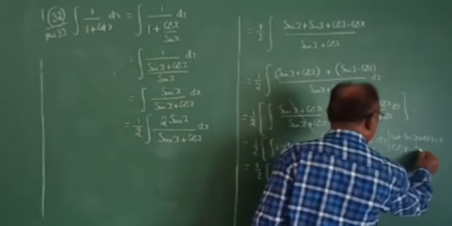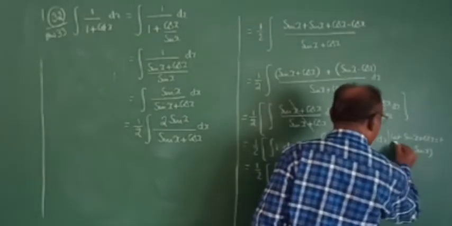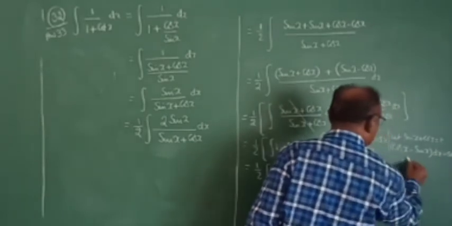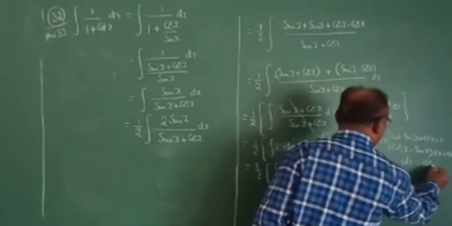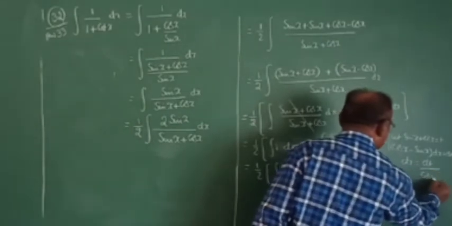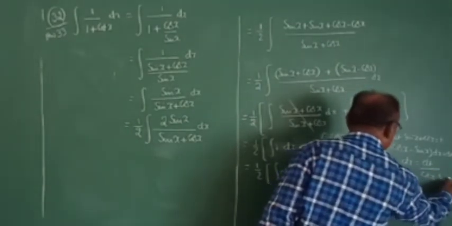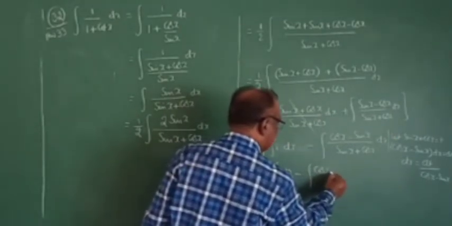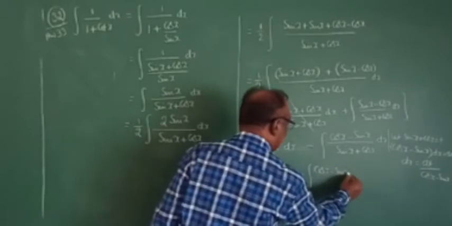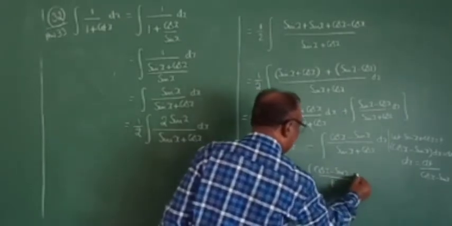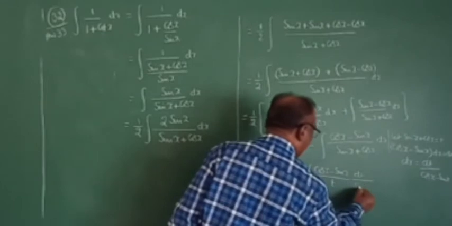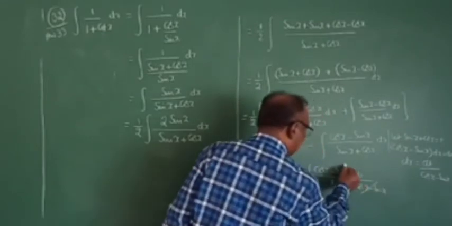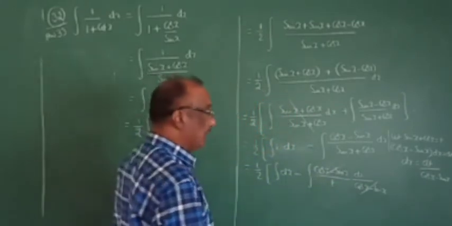The derivative of cos x is minus sin x, so (cos x minus sin x) dx is equal to dt. Now write down the dx value: dx equals dt by (cos x minus sin x), and it should cancel. Write down the integral of (cos x minus sin x) by t, where dx means dt by (cos x minus sin x). These two are cancelled.